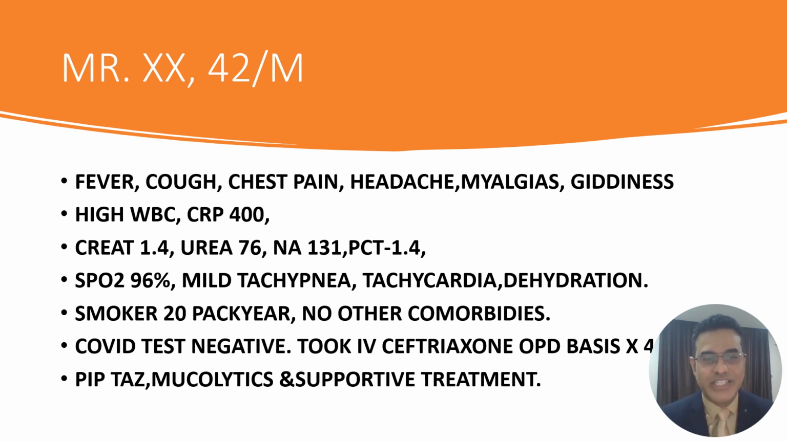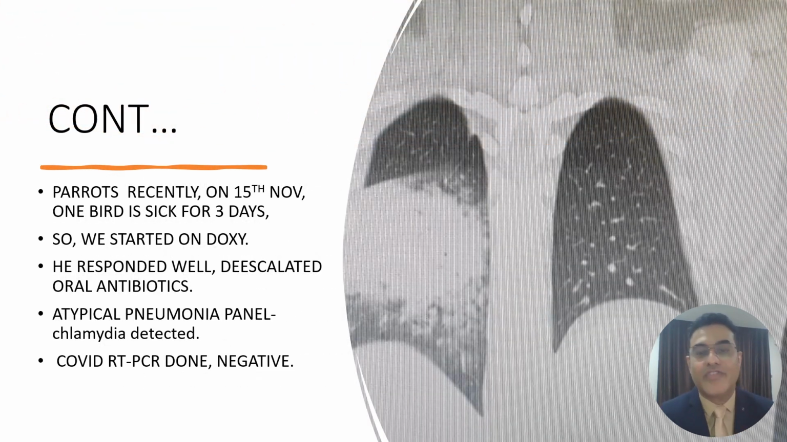So we took an X-ray chest, and we did a CRP. Creatinine was on the higher side. Urea was significantly elevated because of the dehydration, and sodium was also low. Hyponatremia with procalcitonin 1.4, and saturation was 96, and he had mild tachypnea and tachycardia. He was already given ceftriaxone injectable for 4 days in other private setups, but there was no improvement. He used to go and get IV fluid and paracetamol and come back home, but there was no relief. Then he was referred to our place, and we empirically started him on beta lactams and also mucolytics, and also combination therapy with doxycycline after seeing this X-ray.